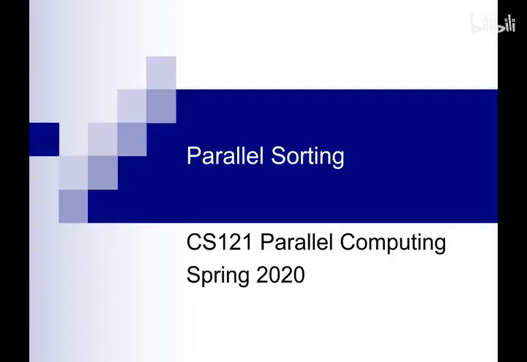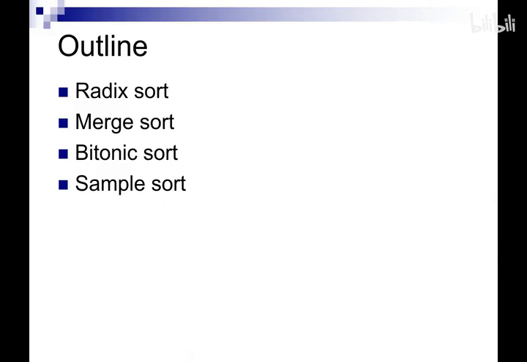Welcome back. Today we're going to look at some parallel sorting algorithms. We're going to look at four algorithms. The first one is radix sort, and then we'll look at parallel merge sort, then something called bitonic sort, and then sample sort.